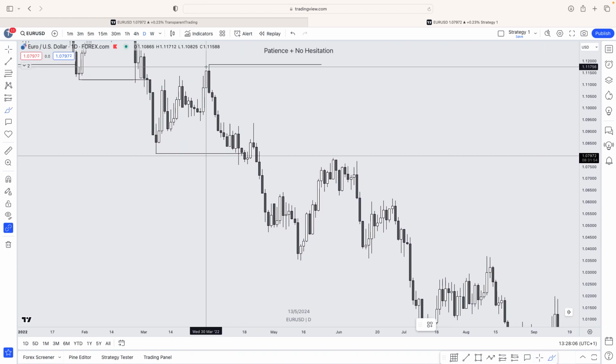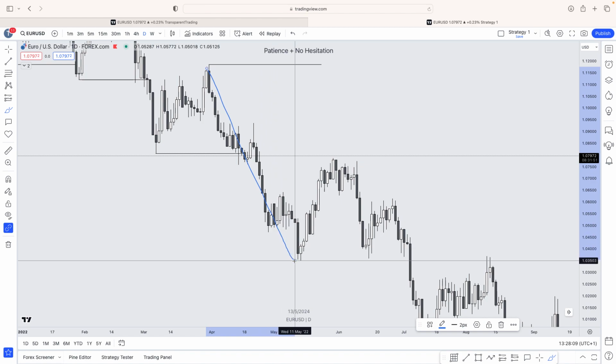What do we have then? We then have a break of structure. After a break of structure, we can expect a pullback.